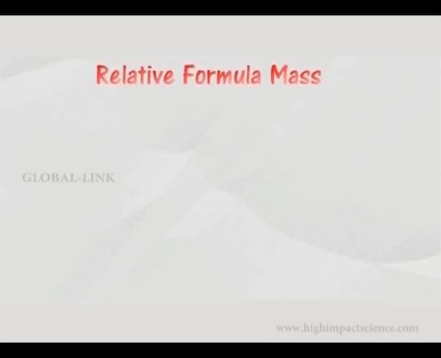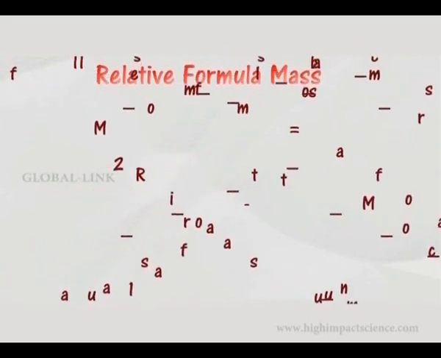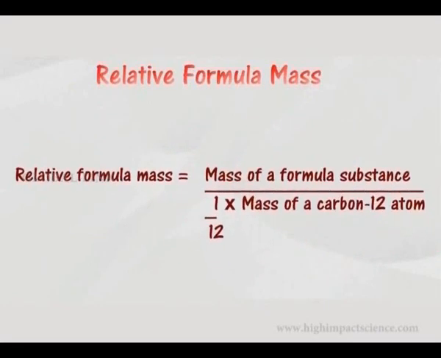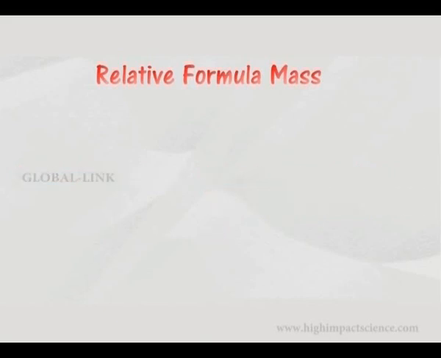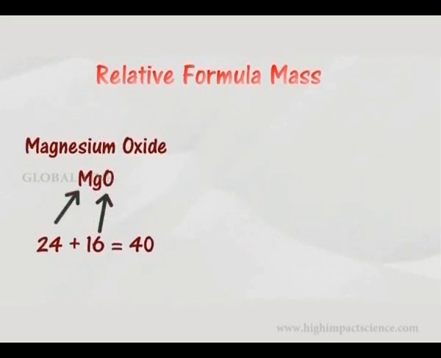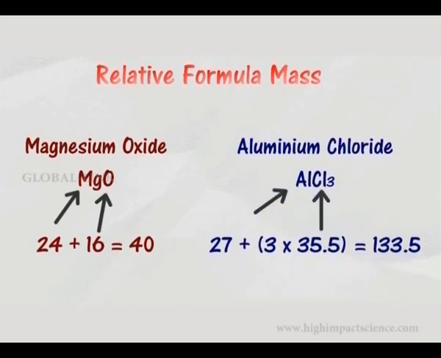For ionic compounds, the term relative formula mass is used in place of relative molecular mass. Relative formula mass of an ionic compound is the number of times the compound is greater than 1/12 the mass of a carbon-12 atom. The method used to determine the relative formula mass is similar to the one used to determine the relative molecular mass of substances. That is, sum up all the relative atomic masses of all the elements in the ionic compound. For instance, relative formula mass of magnesium oxide is 40. Relative formula mass of aluminum chloride is 133.5.